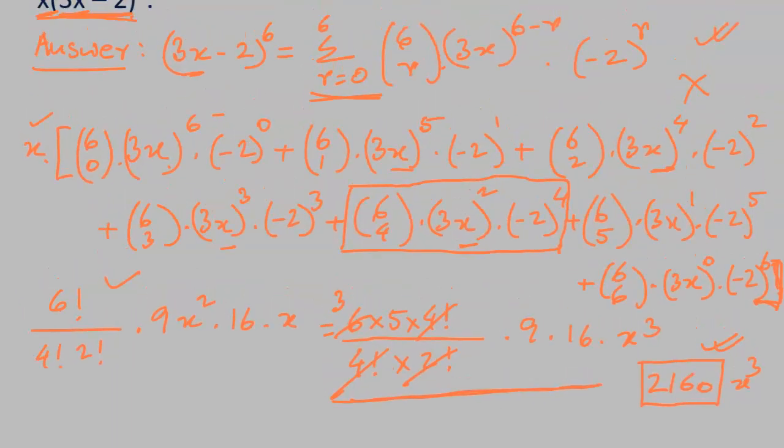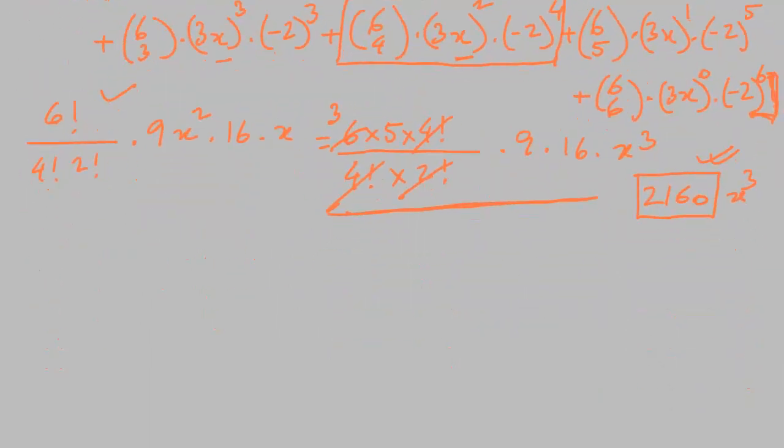Okay. For that, I will be taking this general term 6cr 3x raised to the power of 6 minus r and negative 2 raised to the power of r. Okay. Only this part: 6cr, 3x raised to the power of 6 minus r times negative 2 raised to the power of r. So, it is 6cr 3x raised to the power of 6 minus r and negative 2 raised to the power of r.